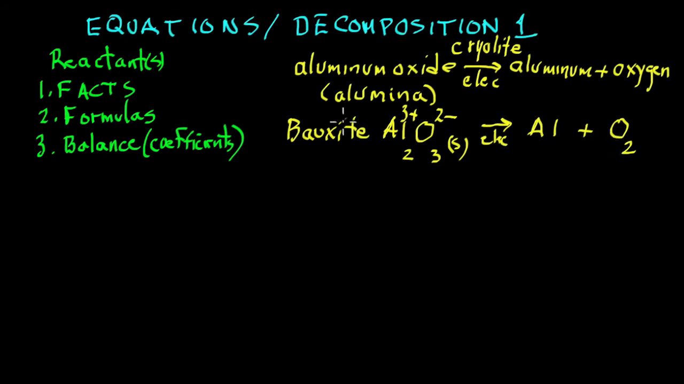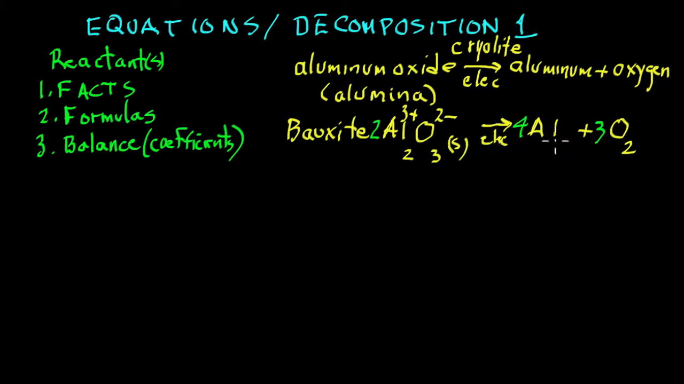Second step, all the formulas are now correct. Third step is to balance it. Odds and evens, frequently you can attack from that approach. 3 and 2, common multiple of 3 and 2 is 6. So you have 2 times 3 is 6. 3 times 2 is 6. 4 aluminum here, 4 aluminum here. It is balanced. This is a production.